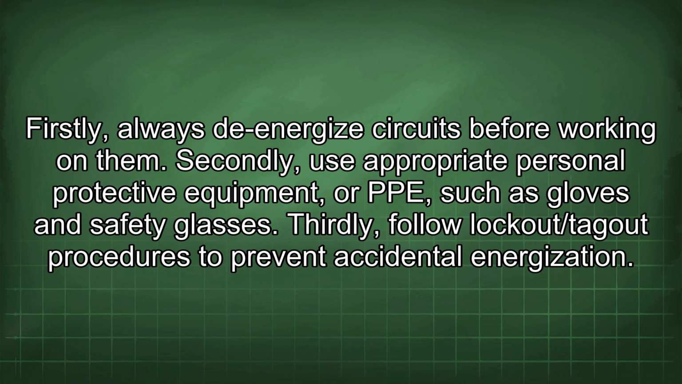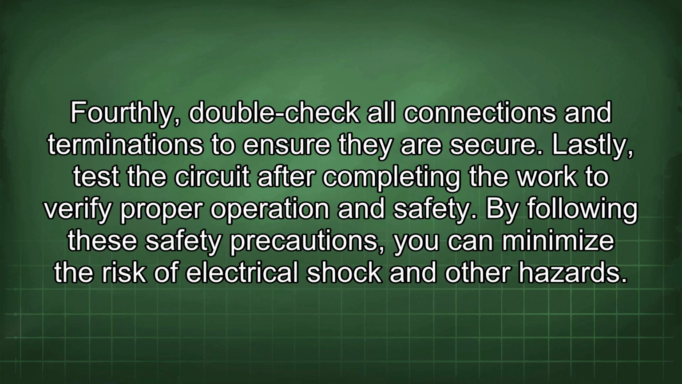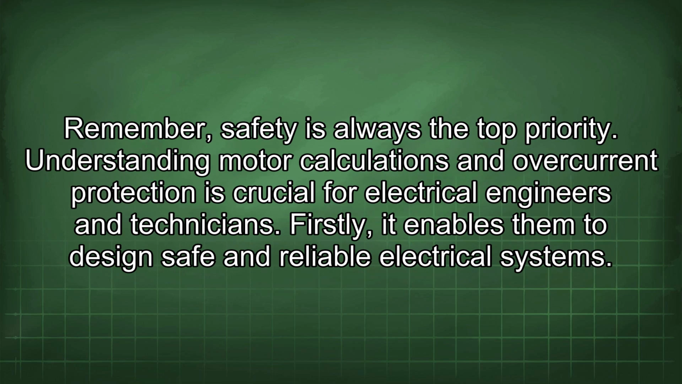Firstly, always de-energize circuits before working on them. Secondly, use appropriate personal protective equipment, or PPE, such as gloves and safety glasses. Thirdly, follow lockout/tagout procedures to prevent accidental energization. Fourthly, double-check all connections and terminations to ensure they are secure. Lastly, test the circuit after completing the work to verify proper operation and safety. By following these safety precautions, you can minimize the risk of electrical shock and other hazards. Remember, safety is always the top priority.